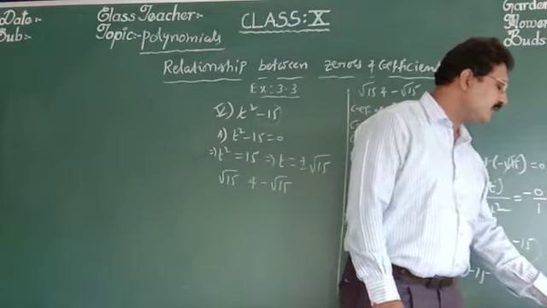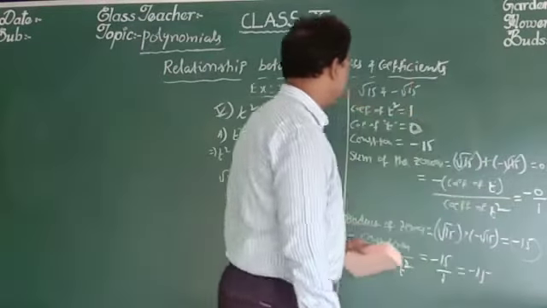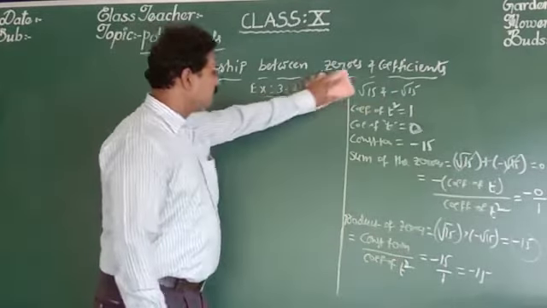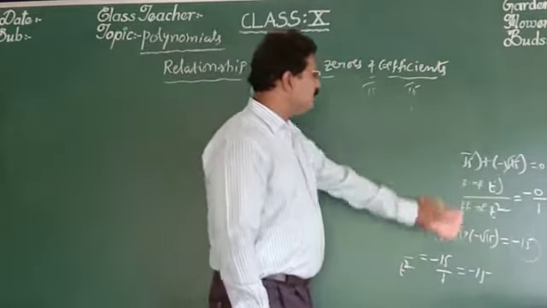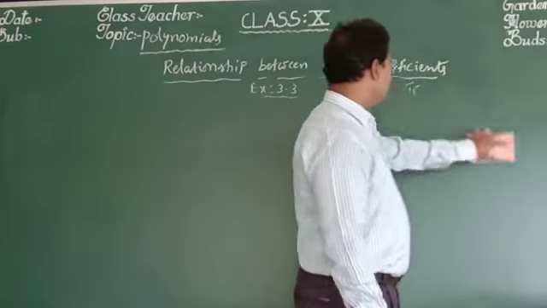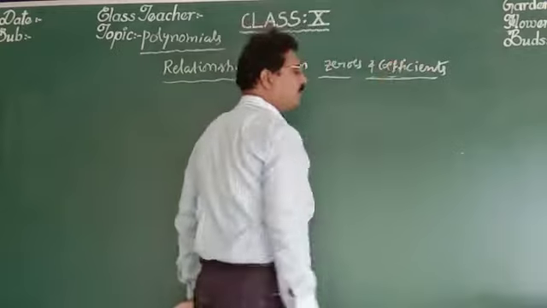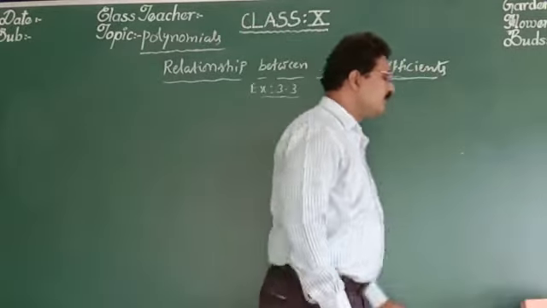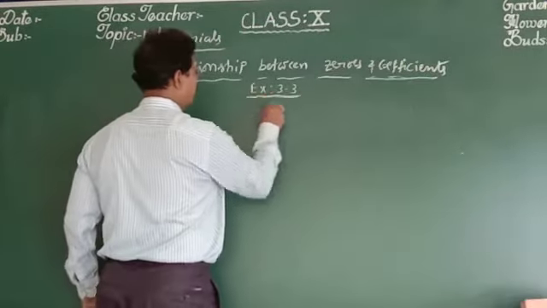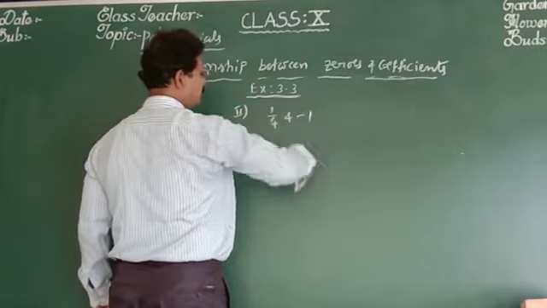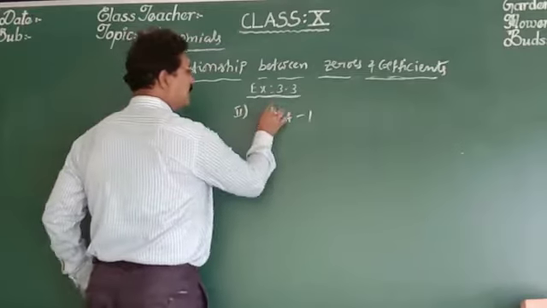Write the quadratic polynomial in each case with the given numbers as the sum and product of the zeros respectively. That sum and product are given directly. So in the given figure, what is the first one? 1 by 4 and minus 1. Second section, 1 by 4 and minus 1. Sum and product. This is the sum.